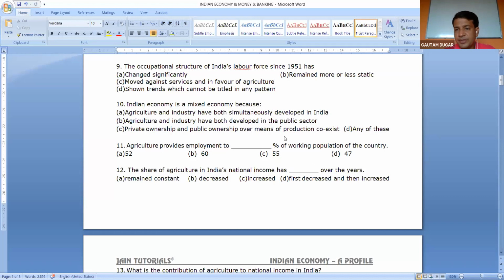Yes, that's right. C is the correct answer. Number 11.